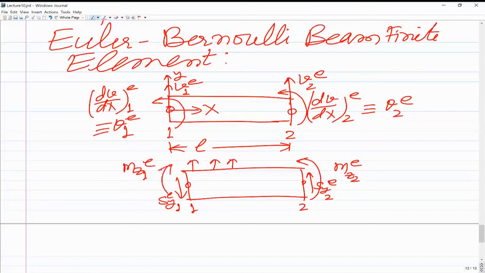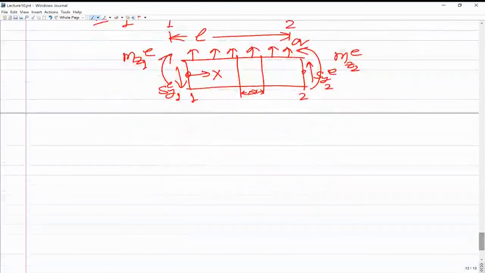So this is the element. There can be distributed forces q, and this is for the entire element. And of course within the element you can always take a small differential length delta x, and this is the x coordinate. So this is the element we are talking about.